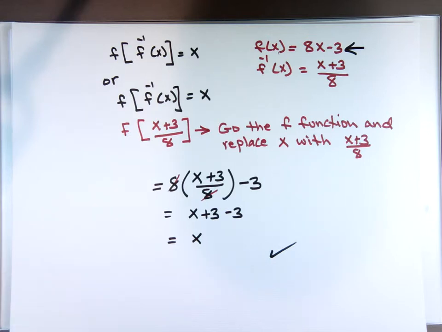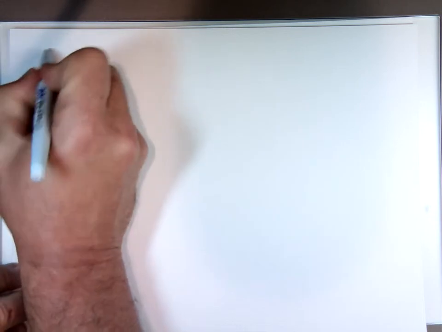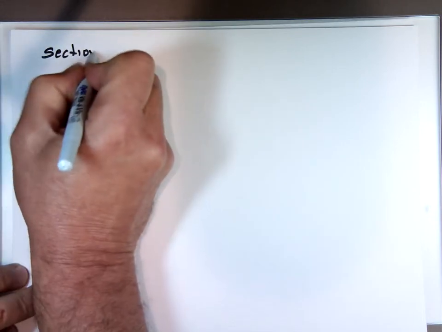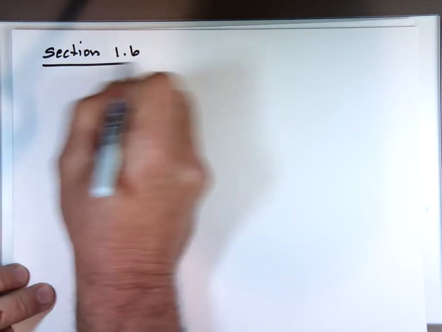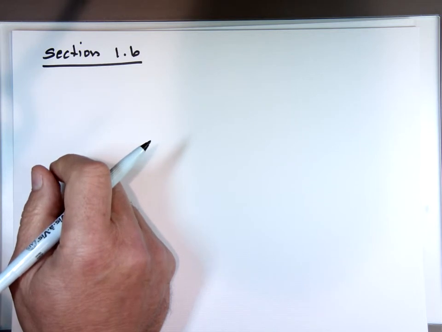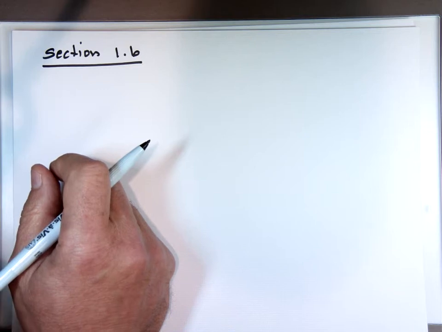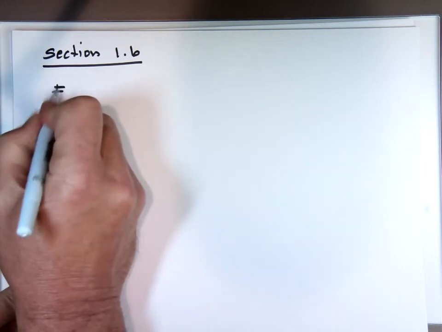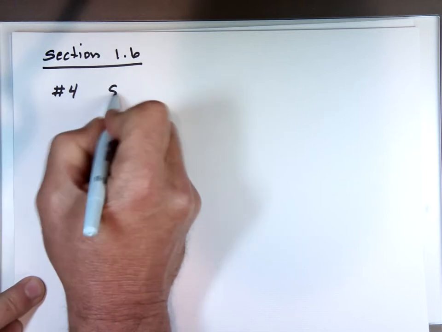Now I have a few questions from chapter 1, section 6, and let's look at some of them. So this is from section 1.6. One of them was number 4, question number 4, which says solve for x.